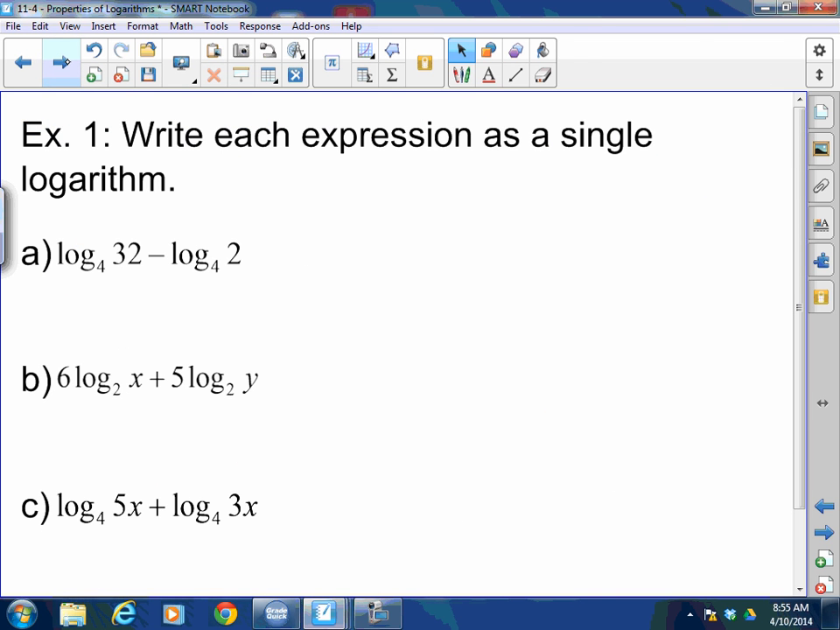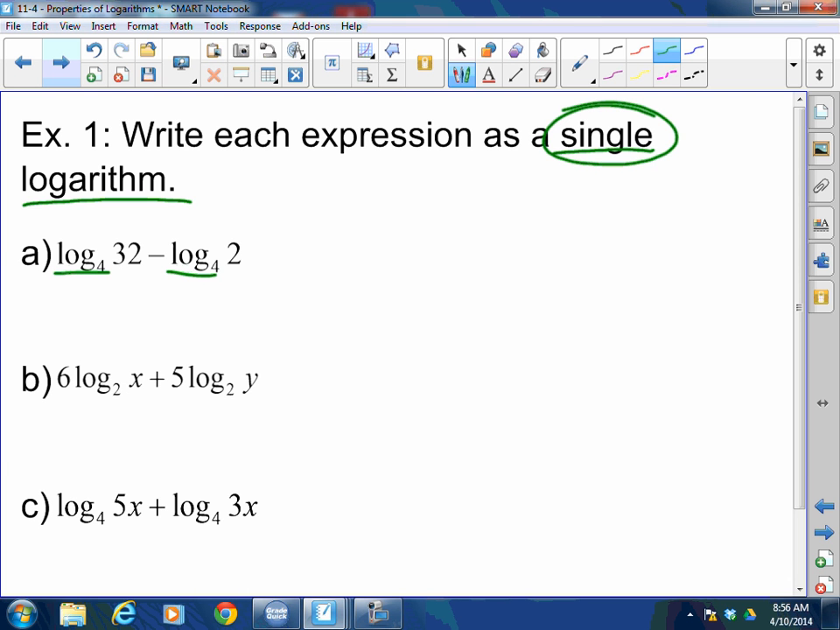Thank you, my brothers. So let's write each expression as a single log. When they want a single log, they're going from expanded to one log. Do you see how I have 2 logs here, guys? I want to simplify it into a single log. If they're being subtracted, where did that come from? Division. So this would be the single log base 4 of 32 over 2, which equals log base 4 of 16. That's the single log.